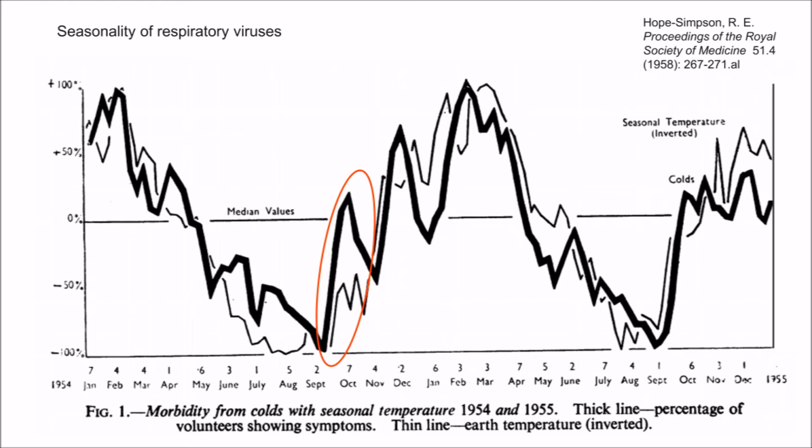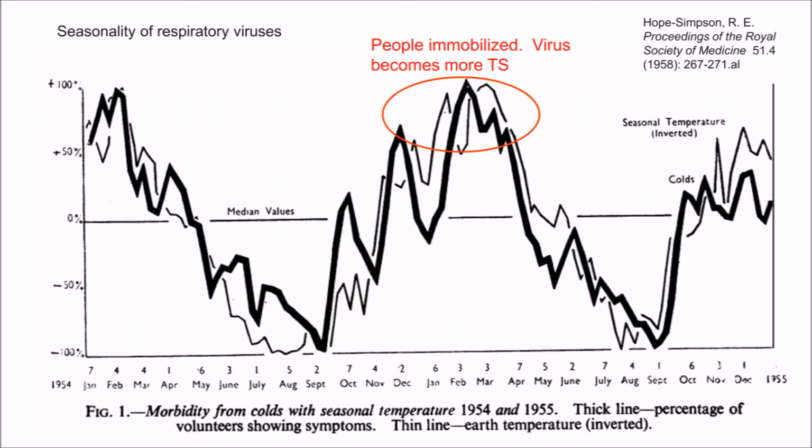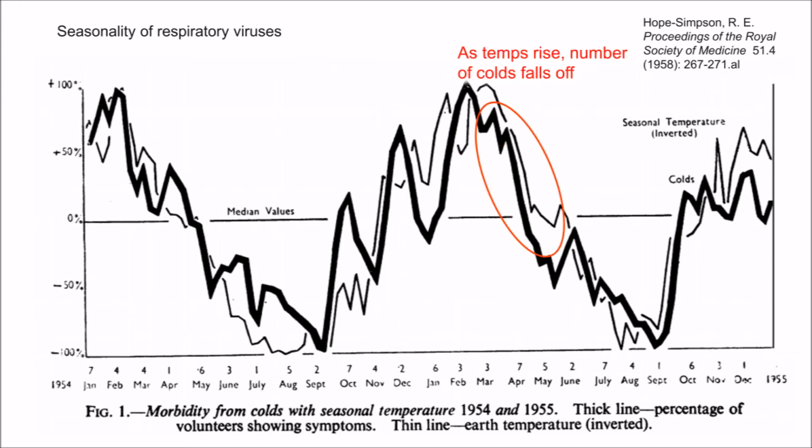When the temperature drops in the autumn, which you can see here, then, because the virus is less temperature sensitive at this time of year, it immediately becomes more active, and you get this rapid peak, which is often seen in the autumn, where the number of people with colds and flu increases rapidly. By winter, a lot of people are ill with colds and flu, and that means that they're immobilized, so they're not spreading the virus very much. So now the virus needs to become more temperature sensitive because it needs to moderate its activity. And then, when the temperature starts rising in spring, the number of colds falls off.